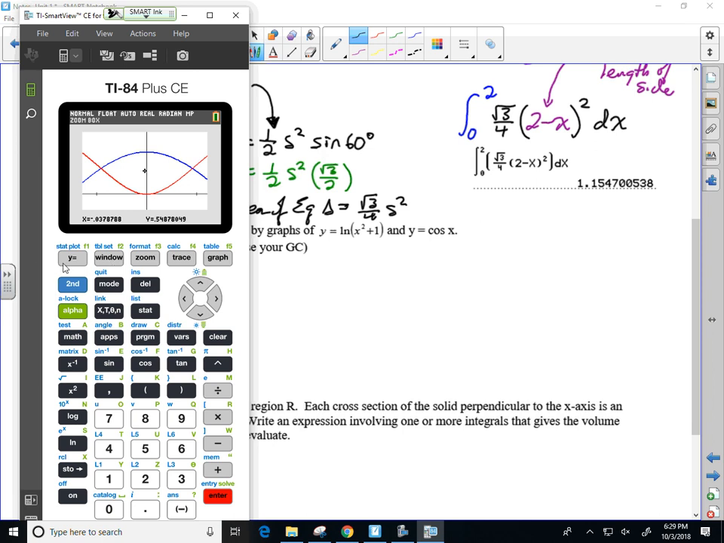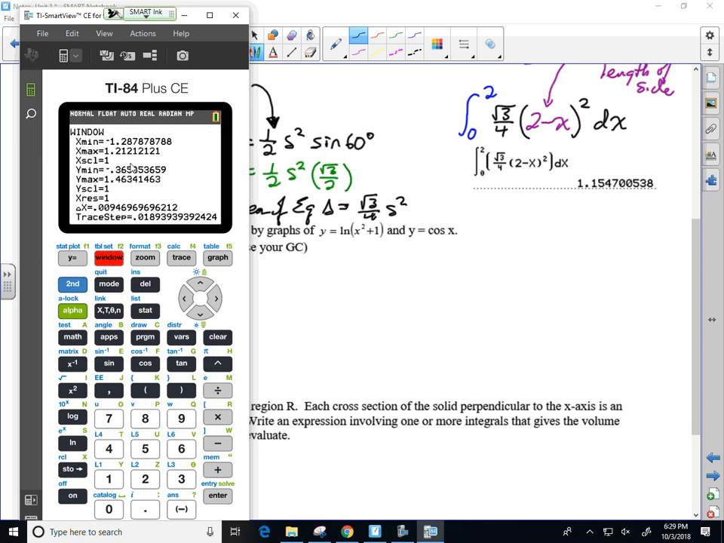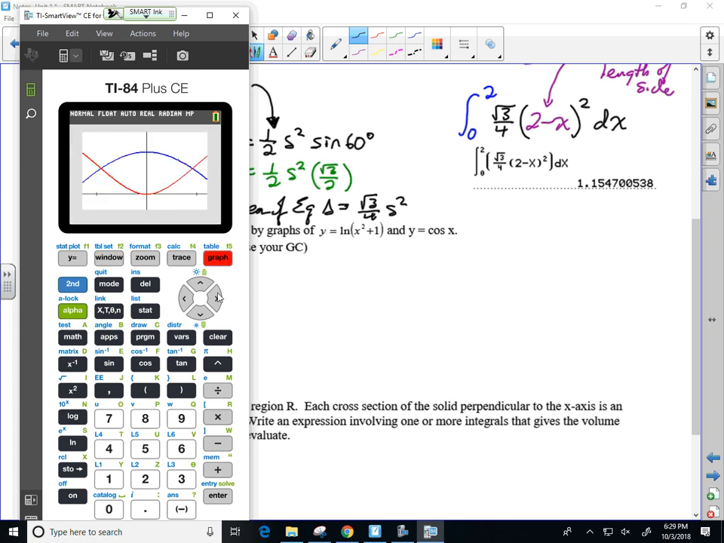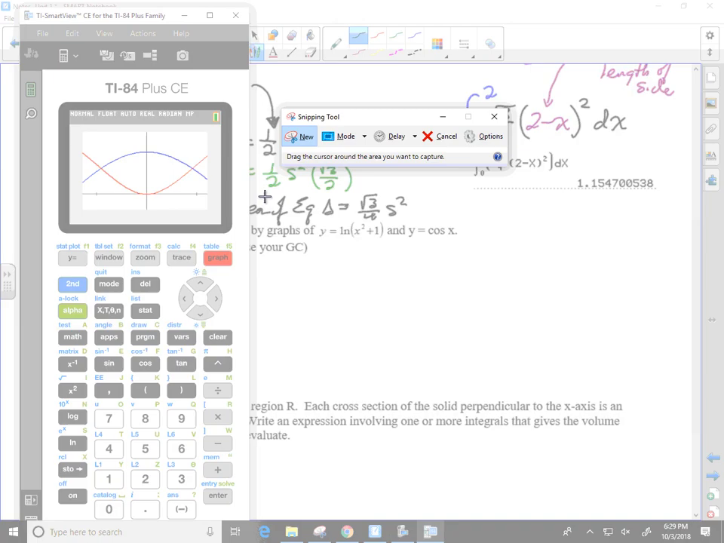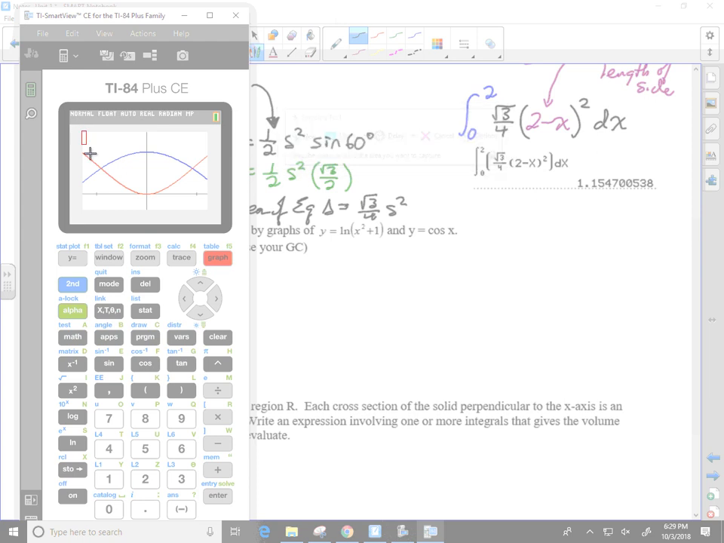All right. So, you can see the window is very minuscule. You'd have to come up with these numbers on your own, or use a zoom fit option, which, I don't know if it's necessarily worthwhile. All right, so let me snip this in there.